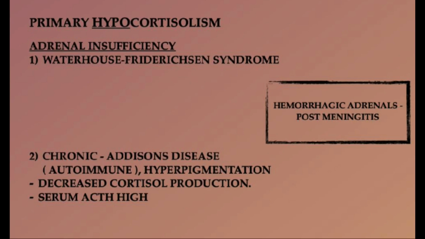In primary hypocortisolism, we have adrenal insufficiency. There simply isn't enough cortisol. If it's an acute cause, it could be Waterhouse-Friderichsen syndrome, which happens in children after a meningitis infection, and it leads to hemorrhagic adrenals. If it's a chronic case, it could point towards Addison's disease, which is the autoimmune destruction of the adrenal glands. Patients with Addison's disease can also present with hyperpigmentation, and serum ACTH is high.